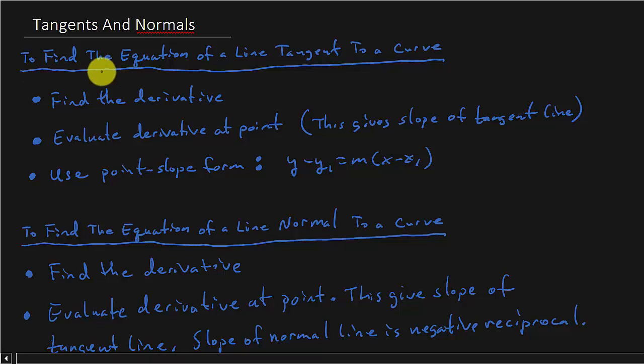To find the equation of a line tangent to a curve, you find the derivative of the curve and evaluate the derivative at the point. This gives us the slope of the tangent line, and then use the point slope form from algebra: y minus y1 equals m times x minus x1.